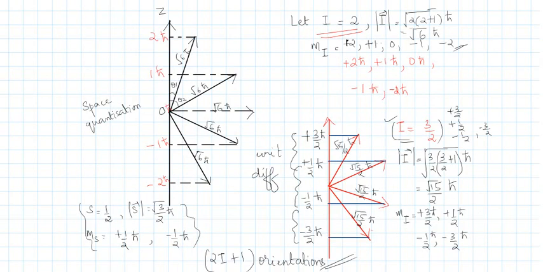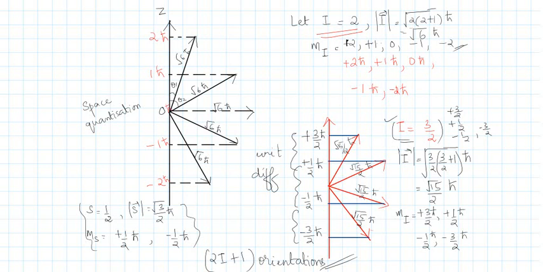Looking at space quantization, let's say I equal to 2. When I equal to 2, we saw the magnitude is root 6 h cross. And what are the mi values? There are 5 mi values possible: plus 2, plus 1, 0, minus 1 and minus 2, because it ranges from plus I to minus I.